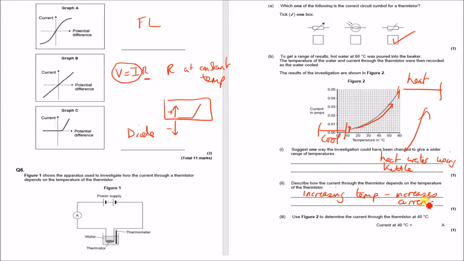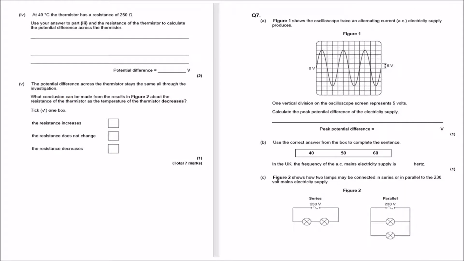Right, use figure 2 to determine the current through the thermistor at 40 degrees C. So if we draw that right up to there, and then that line across, you can clearly see it is at 0.02 amps. Right, at 40 degrees C, the thermistor resistance is 250 ohms. So we've just said that V is equal to IR. We know that I is 0.02 and the resistance is 250. So if we multiply those two together, we get 5 volts.